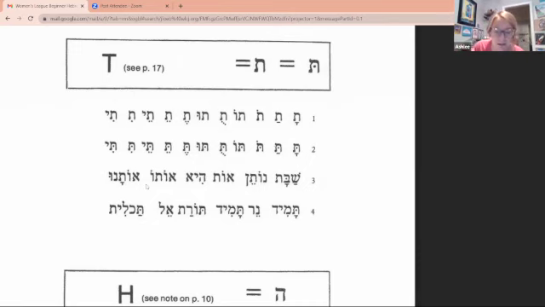And then Ner. It's a little hard to say. Ner, right? Ner Tamid, that's right, the eternal light. Ner Tamid. There it is.